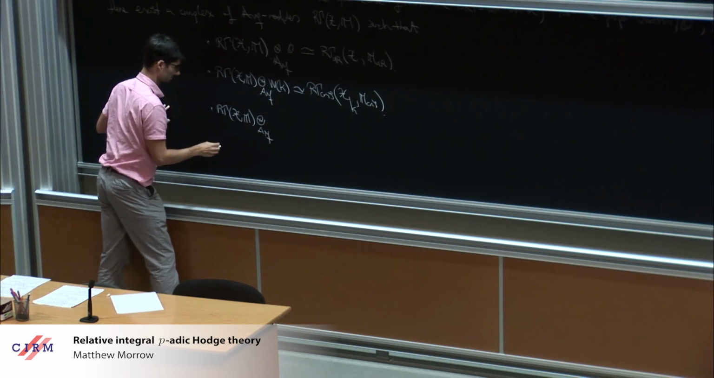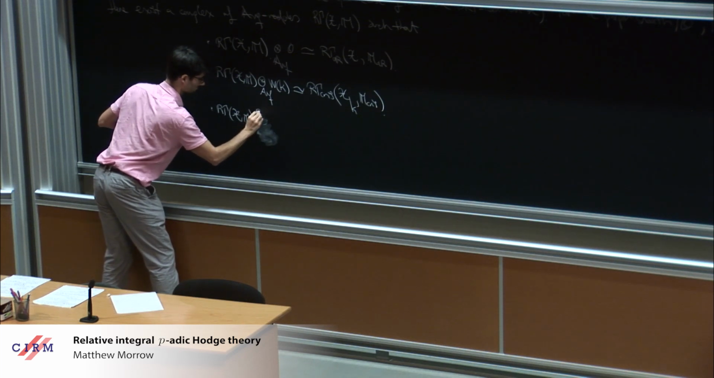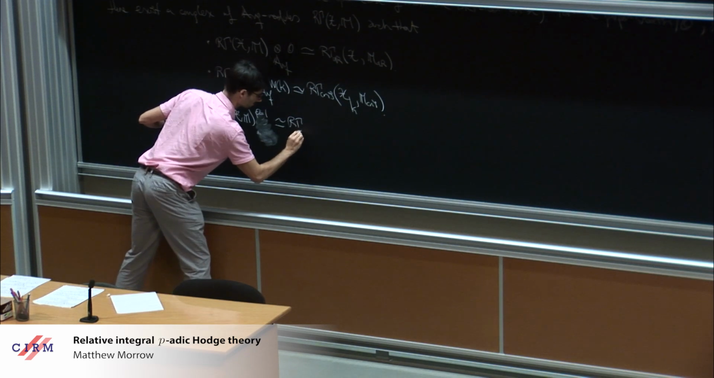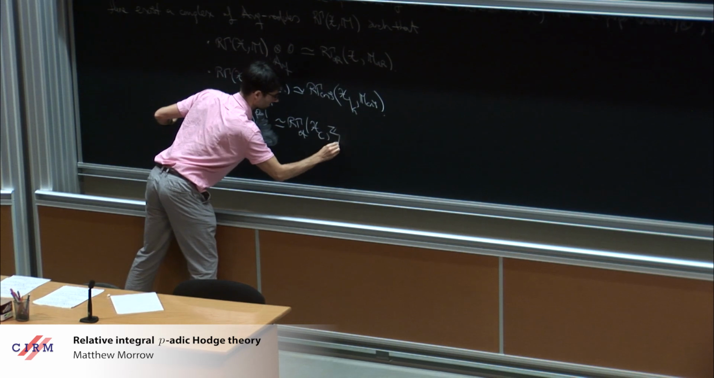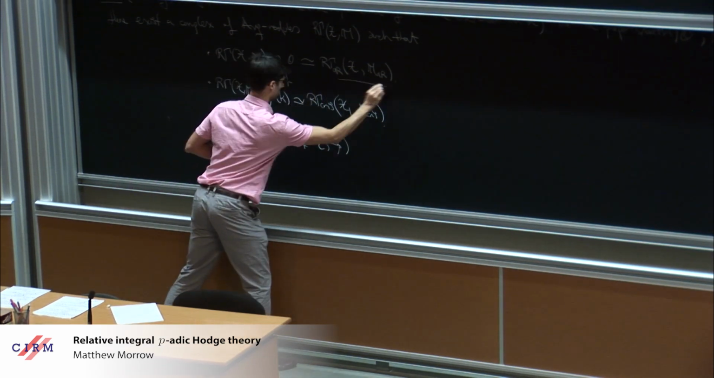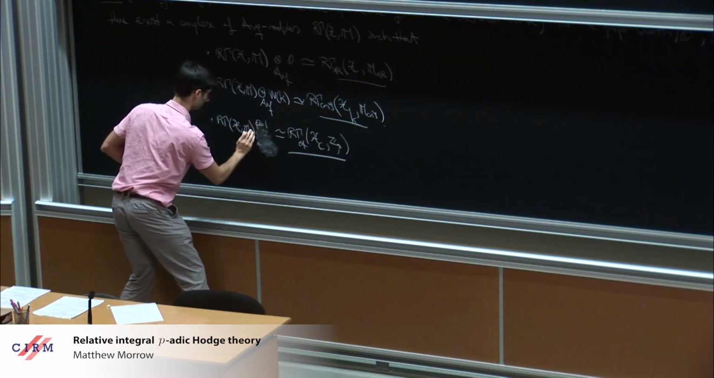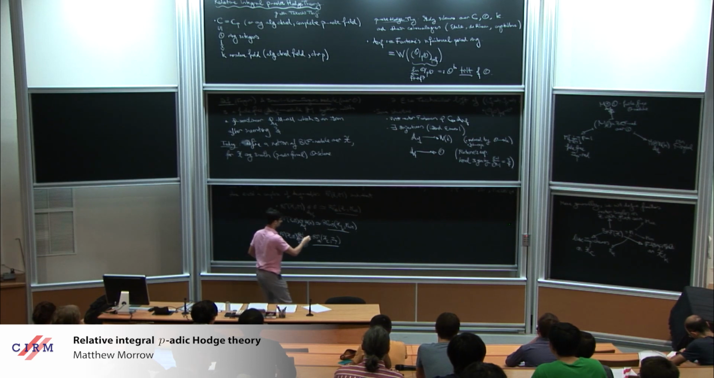Wow, maybe I just got it for Frobenius invariance. So let me. You have to invert sign. Here I should have inverted epsilon minus 1 before passing to Frobenius invariance. Yeah. And all of this is in the derived sense. All of this is in the derived sense.